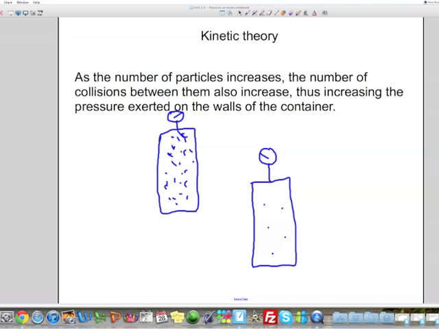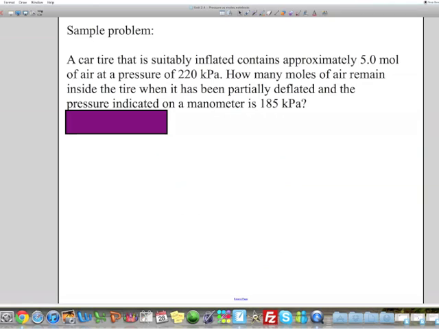Moving on to a mathematical example, we have one in store for you. We have a car tire that is suitably inflated, containing approximately 5 mole of air at a pressure of 220 kilopascal. How many moles of air remain inside the tire when it has partially deflated and the pressure indicated on a manometer is 185 kilopascal?